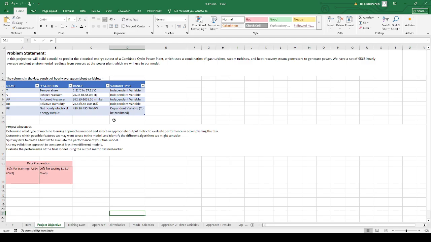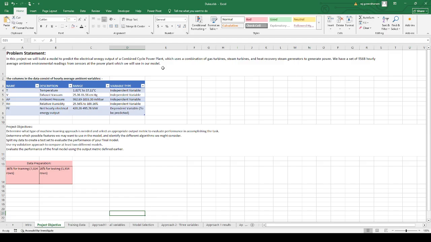The columns in the data consist of hourly average ambient variables, and the project objectives are to identify the most effective machine learning approach, select the best combination of features and algorithms, evaluate and compare model performance, and choose the model with the best accuracy and efficiency.